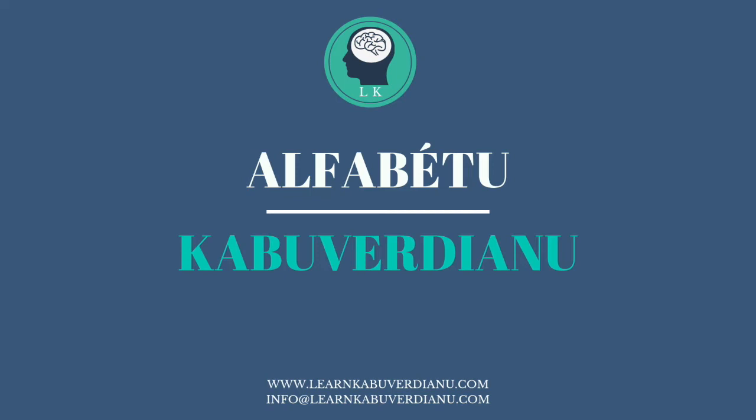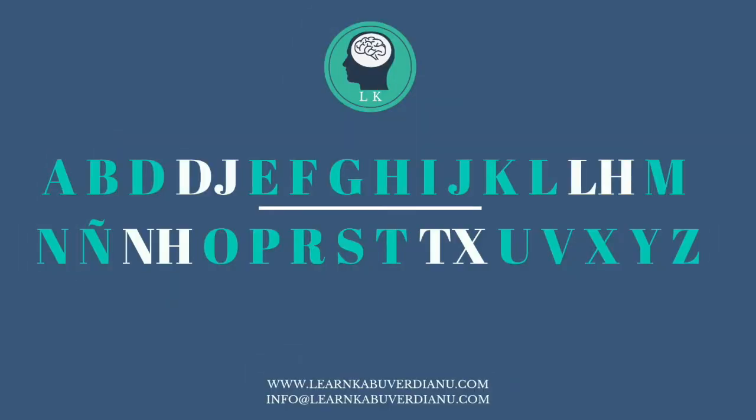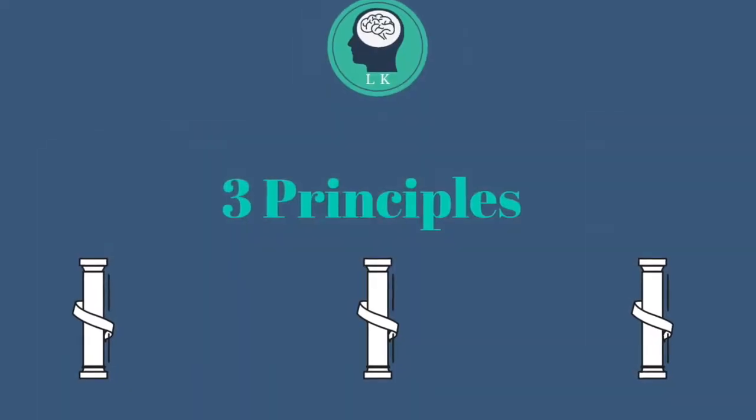The Cape Verdean alphabet was put into law in March of 2009. It consists of 24 letters and 4 digraphs, or 2 letters joined together to produce one sound. The alphabet is based on the following 3 principles.